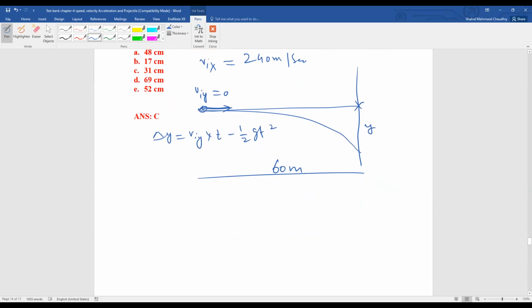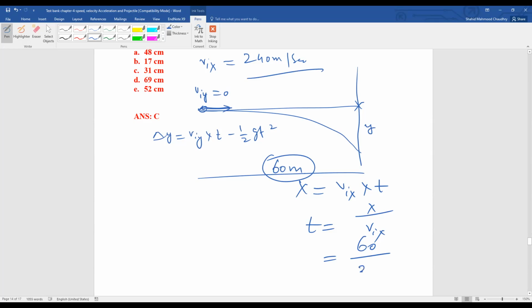To find the time, what we will do? x is equal to Vix into t, and t is equal to x over Vix. x is 60 meter and Vix is 240. So this is cancelled, and 6 ones are 6, 6 fours are 24. This is 1 by 4 second.